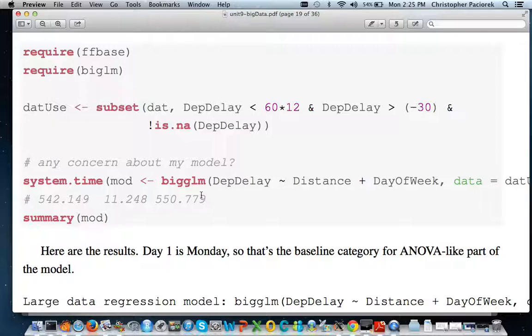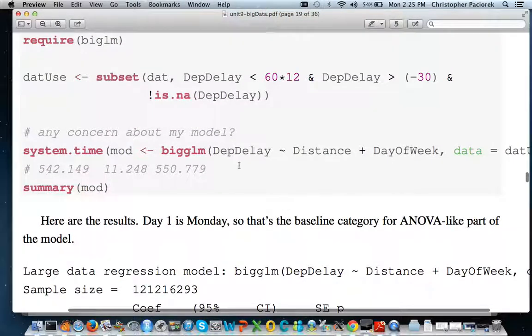So this is going to get interpreted as the different levels, one level for each of the days of the week, with one of the levels not being included because it would not be identifiable relative to the intercept. And then I also have distance in here. And so you can see when I go ahead and fit this, this is a data set that is something like 12 gigabytes. I can fit this model.